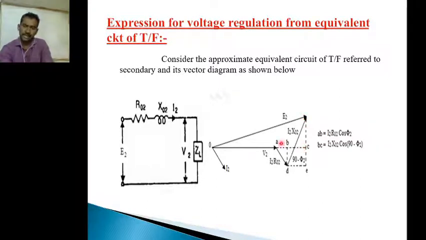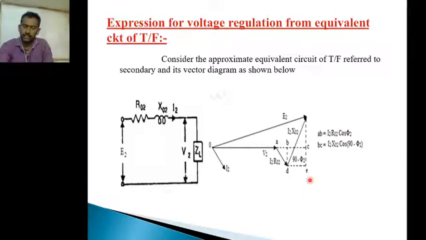So that E2 can be written as OA plus AB plus BC also. If you draw a perpendicular to this, and if you measure the voltage regulation with this line, then OA plus AB plus BC gives the E2 value. So this is the phasor diagram for the lagging load. If you go for the leading load, then the phasor diagram will be somewhat different. That means we can consider the I2 here. So this I2 R02 drop here, and the perpendicular to the I2 R02 in this manner. So we get E2 in this manner. So that is the phasor diagram for the leading load.